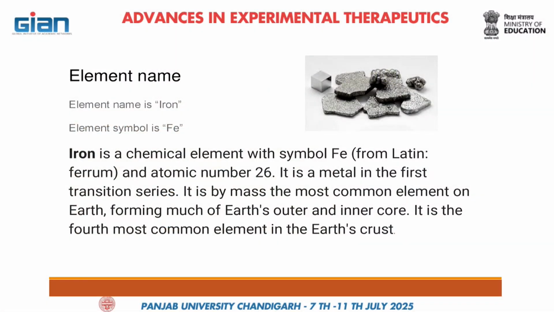So, in the first section, we will discuss iron. It is a small metal in the first transition series in the periodic table and has atomic number 26. It is represented by the symbol Fe, which is derived from the Latin word ferrum, which is related to its firmness. It is by mass the most common element on Earth, forming much of Earth's outer and inner core. It is the fourth most common element in the Earth's crust.